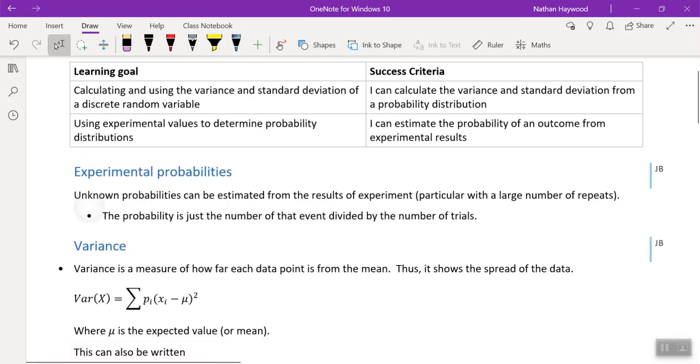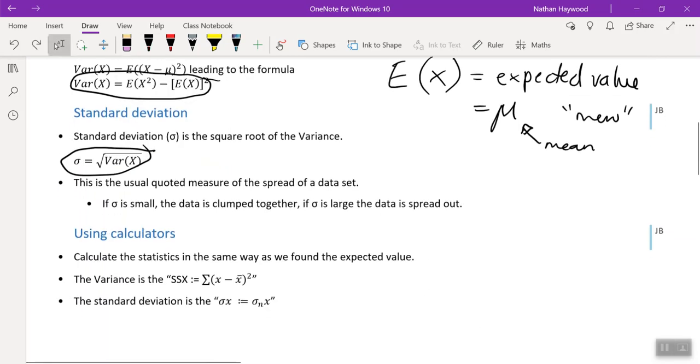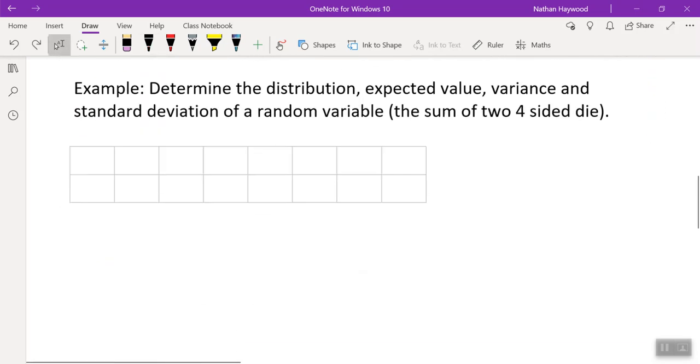Variance is just a standard deviation. What's the little 2 mean? Squared. So variance is just the standard deviation squared. No questions? Let's do an example.